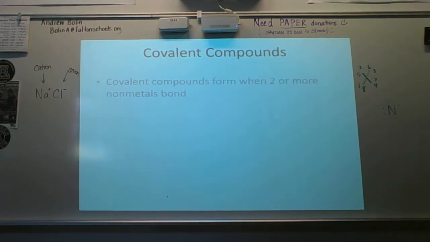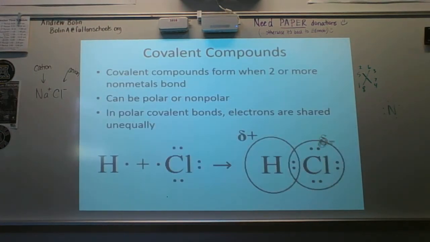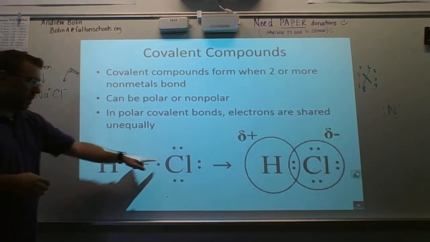Alright, so we talked about ionic, so here's some covalent information. So covalent compounds form when 2 or more nonmetals bond. So an ionic compound is a metal and a nonmetal. A covalent compound is when it's 2 nonmetals. They can be polar or nonpolar, meaning all that polar means in this one is that electrons are shared unequally. It's kind of a little bit off. So the same amount of electrons with your cation is not being shared at the same amount as your anion. So in this case, you got hydrogen and chlorine.